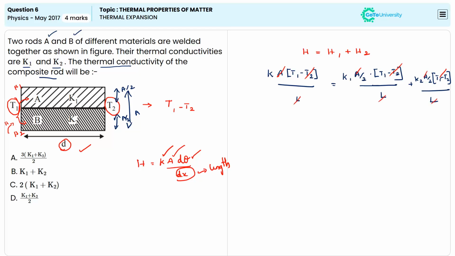So when we check the remaining terms, we will have K equal to K1 divided by 2 plus K2 divided by 2. So here we can write the total thermal conductivity of the composite rod will be equal to (K1 plus K2) divided by 2. So the correct answer here will be option D.